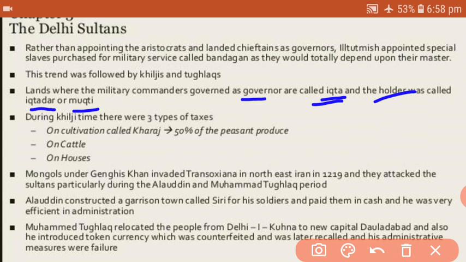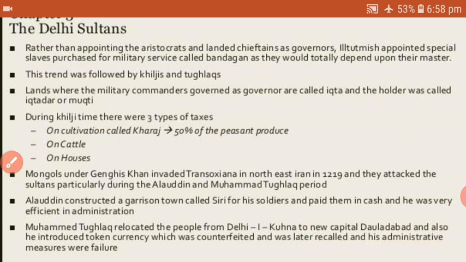During Khilji time, there were three types of taxes. First was Kharaj. Kharaj was taken on cultivation, that was 50% of the peasant produce. Whatever the agricultural production was, 50% was taken as tax from them. There were also two other taxes, on cattle and on houses.